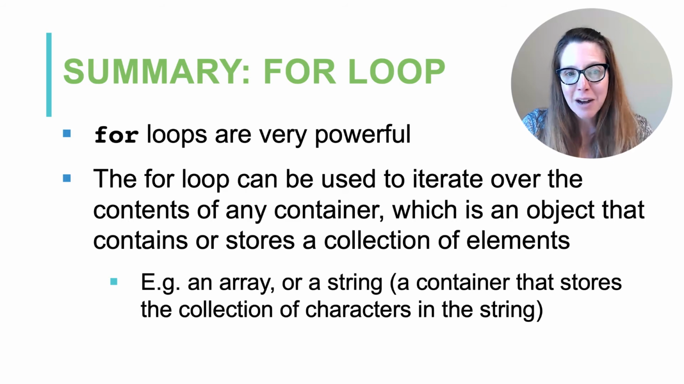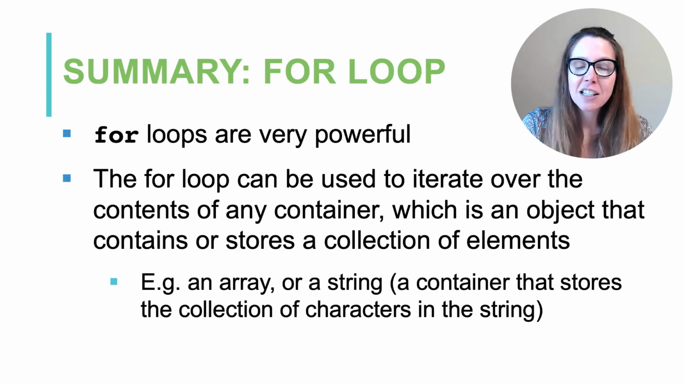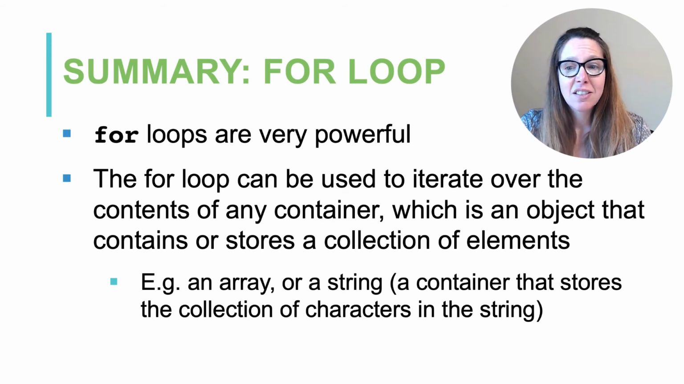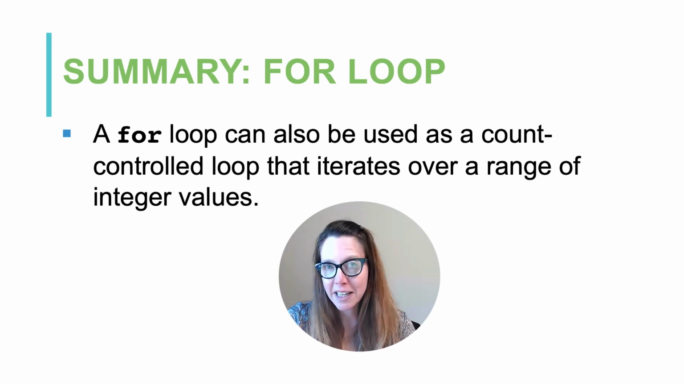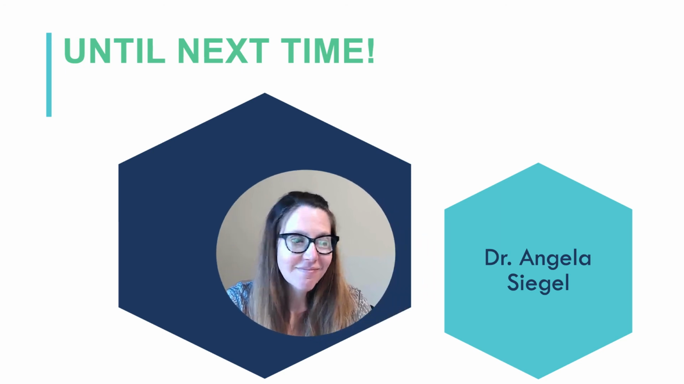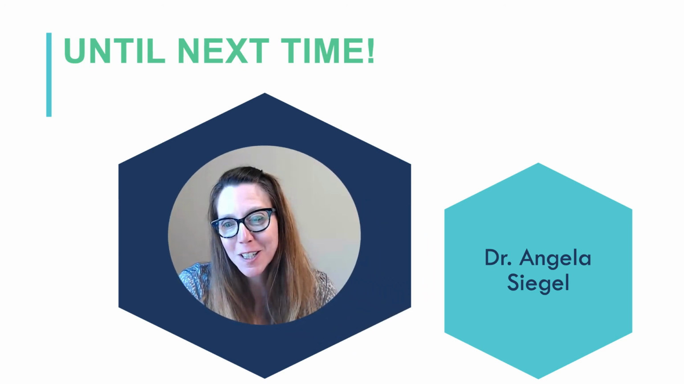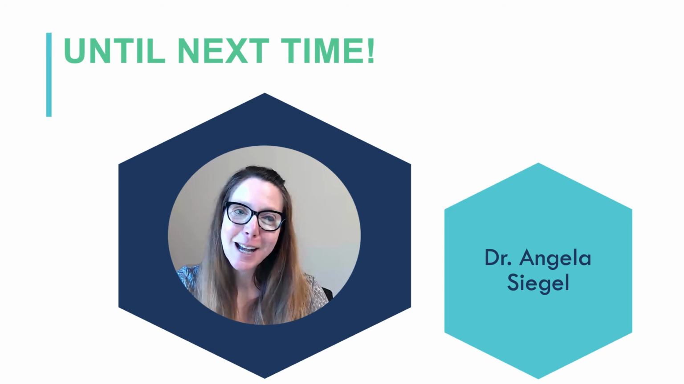For loops are extremely powerful. They can be used to iterate over the contents of any container, which is just any object that contains or stores a collection of elements. Examples that we've already explored that could be considered containers are arrays, where we can loop through elements in the array, or a string, a container that stores a collection of characters. A for loop, as we've seen, can also be used as a count-controlled loop that iterates over a range of integer values. Of course, there's much more to learn, but that's it for now. Until next time.